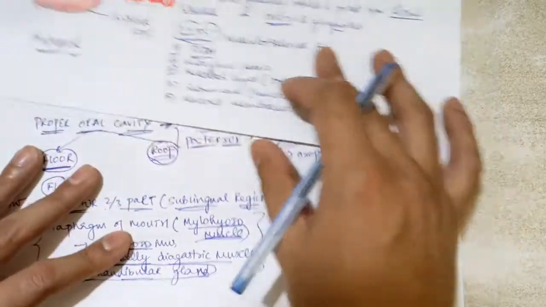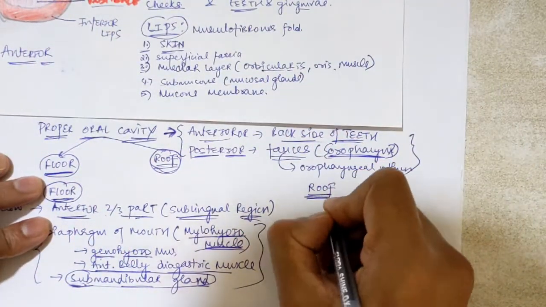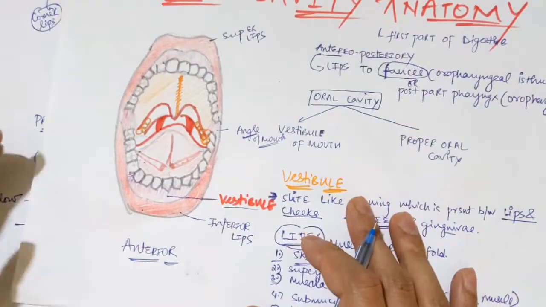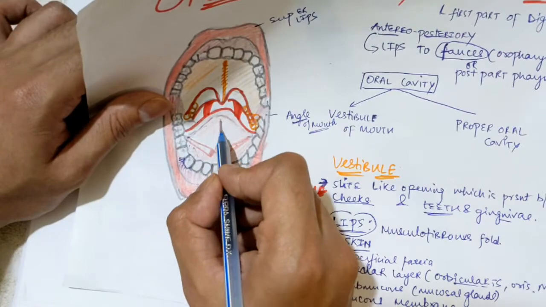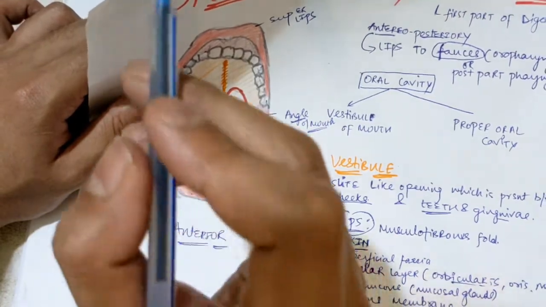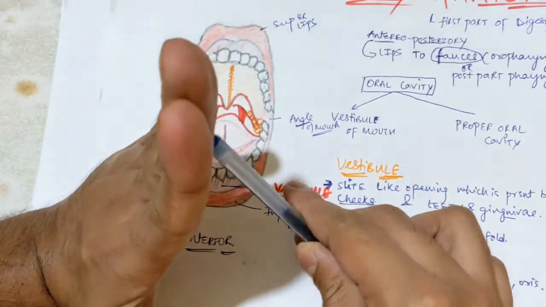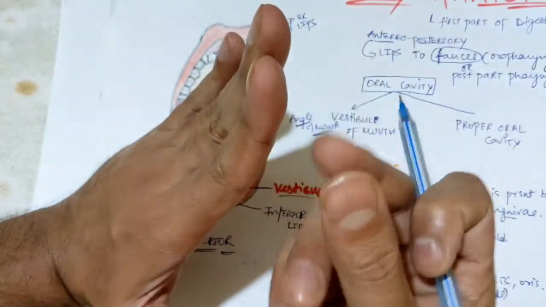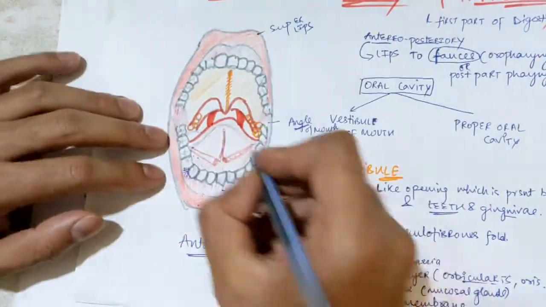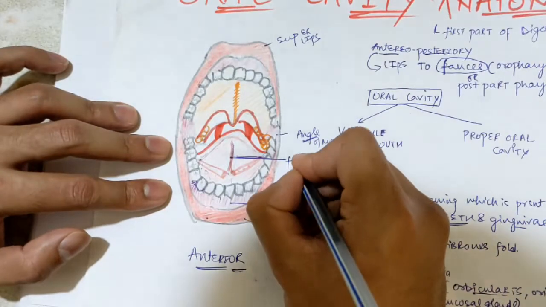Now we will be discussing the roof. In the floor we have discussed, there is a frenulum. This is just like a mucous membrane which is present in the tongue. When you fold your tongue, you can see one line, one mucous membrane lining, that is called the frenulum linguae. So this red one you can see is called the frenulum linguae.